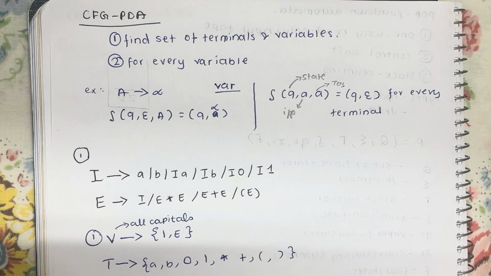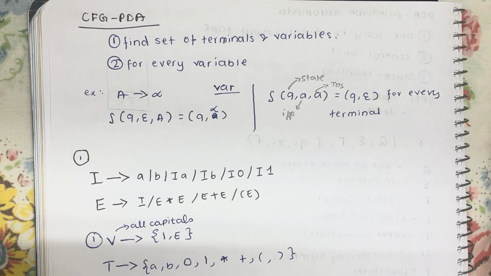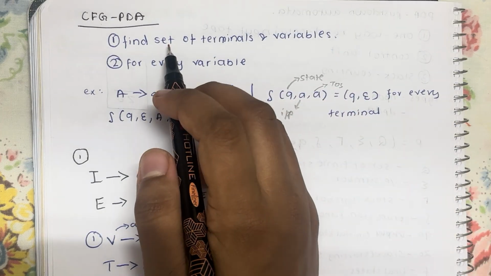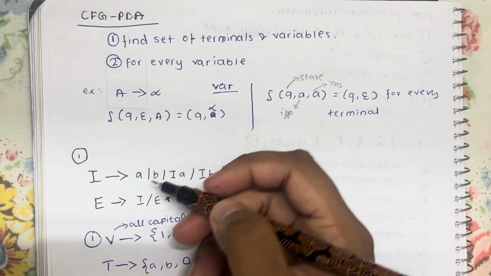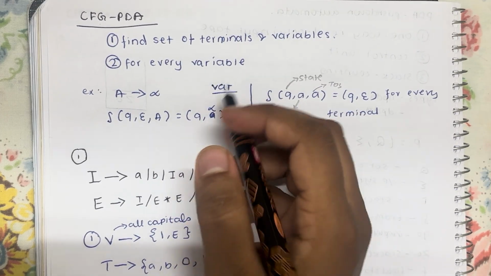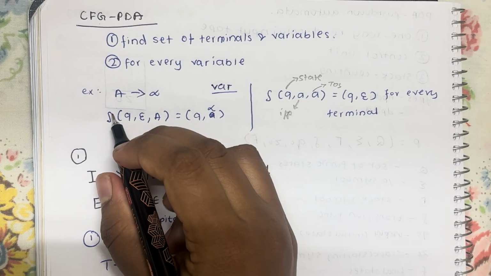Hi guys. Okay, so now we're gonna learn CFG to PDA. There are two steps in doing this. The first step is to find the set of terminals and variables. Then once we find the variables, we're going to put them in this form, and this is the equation.